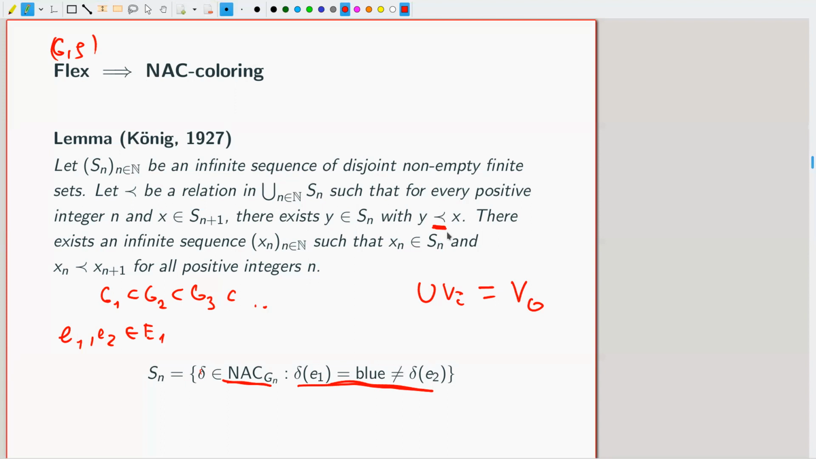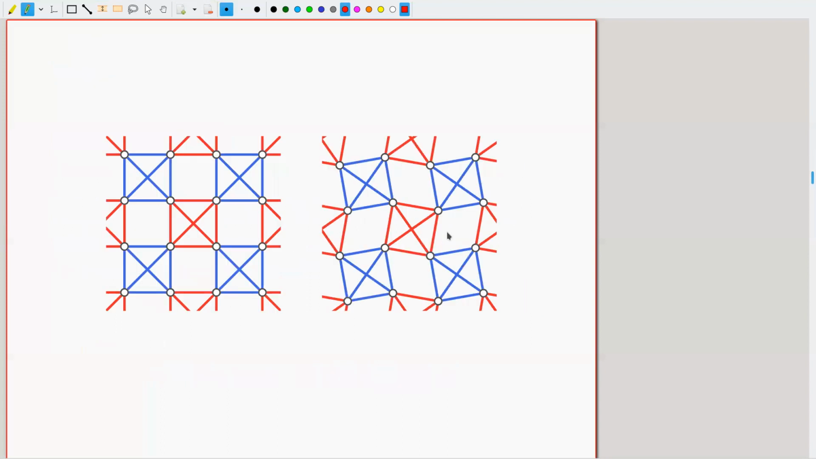So the message should be, if you want to prove something about infinite graphs, first try this König's lemma. Maybe you can get it very easily from the finite case. So here we can see a NAC-coloring of the periodic graph that I had on one of the first slides, and also how you get the flex from that, distorted.